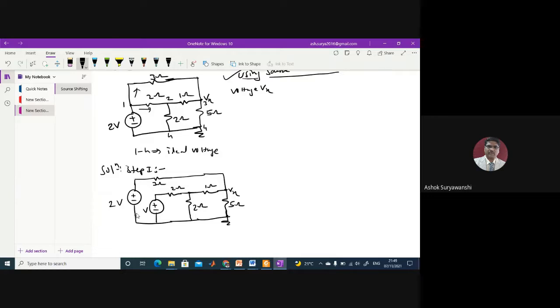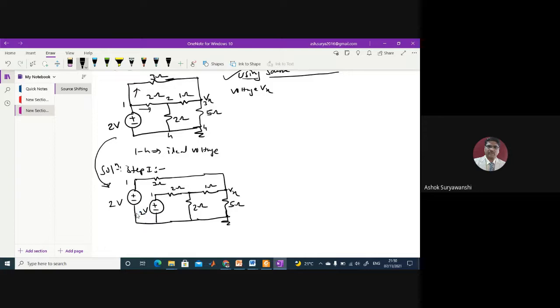Why is it so? Because this 2 volt voltage source, when you insert it into the parallel branches, in parallel the voltage remains same. Number 2 is that if you measure the potential at node 1, where is node 1? I can say this is node 1 and this is also node 1. If you measure the potential at node 1 with respect to ground, suppose ground is at node 4, this potential will be same and this potential will be also same.